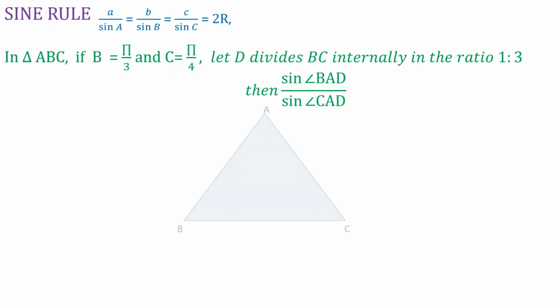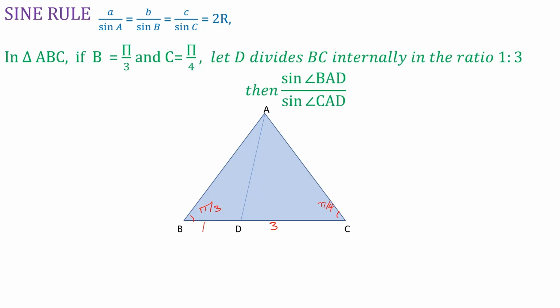Now consider this triangle ABC. D divides BC internally in a 1:3 ratio. So let us draw a line from A to BC, and now D is located. The ratio here is 1:3. Let this side be 1 and this side be 3. Given angle B is pi by 3, and angle C is pi by 2.